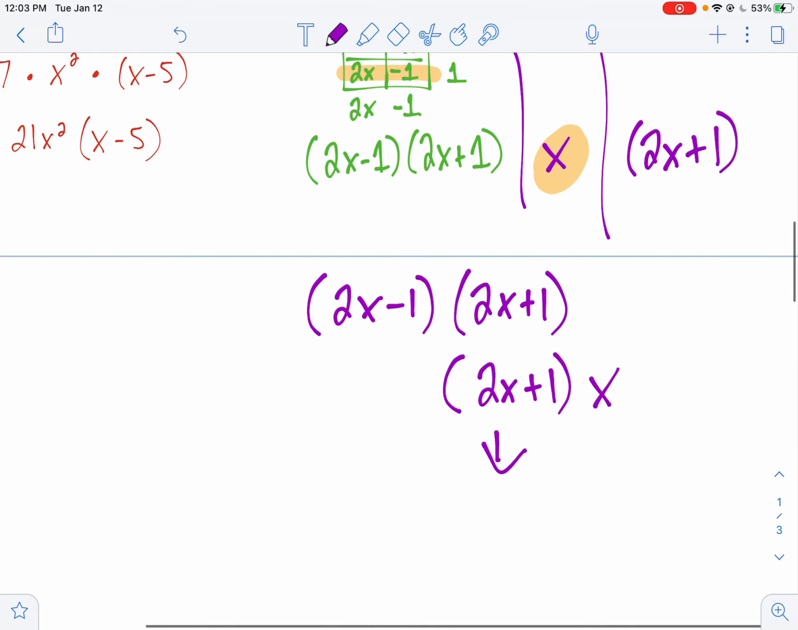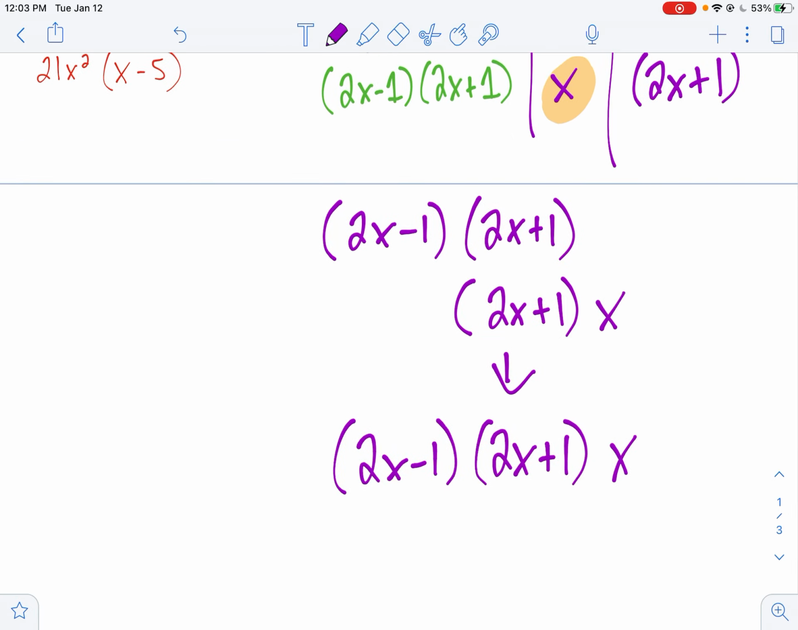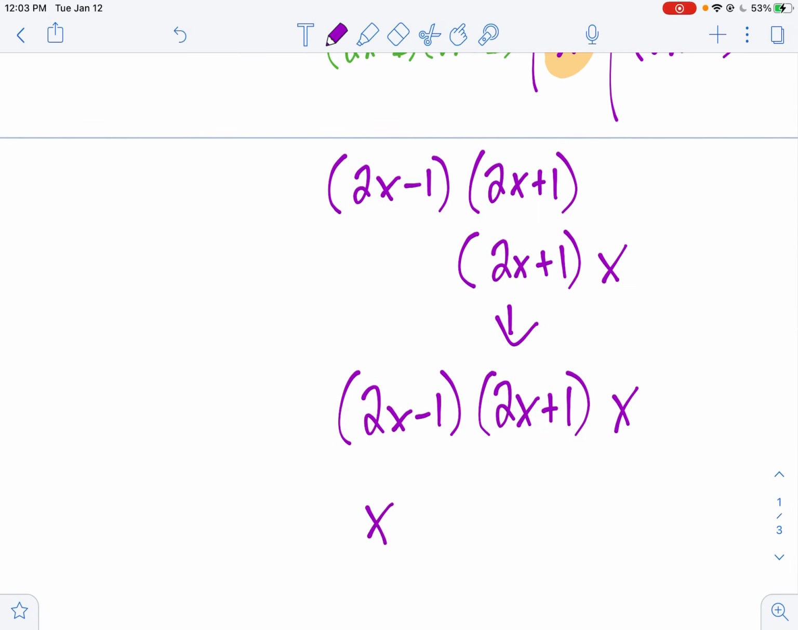So what does this become for my LCD? I'm going to rewrite it as 2x minus 1 times 2x plus 1 times x. And I'm just going to rearrange the order here, put x on the outside, 2x minus 1, 2x plus 1. And I have my LCD here.